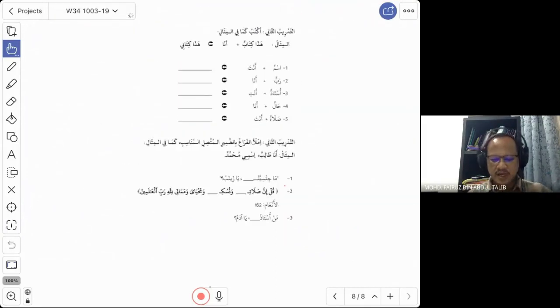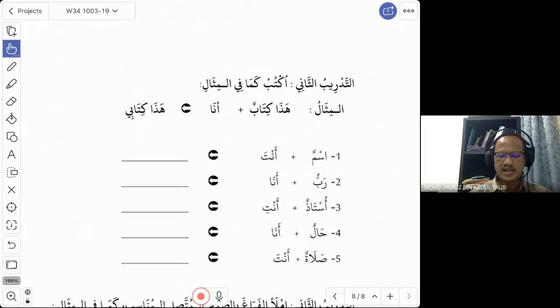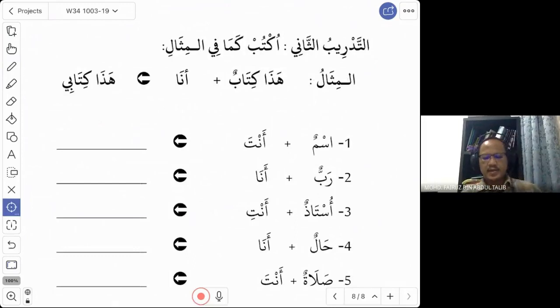Now let us look at the next tadrib, at-tadrib as-sani. Uktub. They ask you to write. That is the meaning of uktub. Uktub ya Ikmal. Uktub ya Khairul. Uktubi ya Fajatul. Uktubi ya Samida. So what do you need to write? Kama, such as, fil misal, in the example. As what you see in the example. So they want you to write like this. Al-misal, the example.